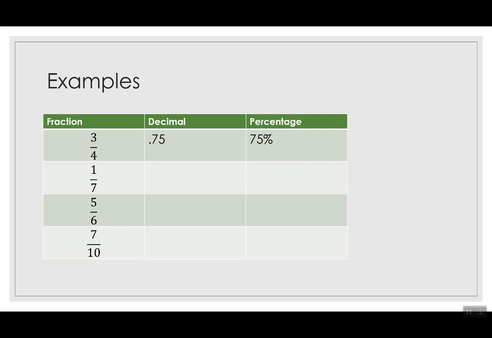Let's look at 1/7. 1/7 is 0.14285. Let's write that as 0.1429 and then multiply it by 100, which is moving the decimal place two places to the right. I get 14.29%. 5/6 is 0.8333, and the 3 keeps repeating, so I've made it 4 decimal places. Let's move that decimal 2 places over. I have 83.33%. 7/10 is 0.70. I multiply that by 100, gives me 70%.